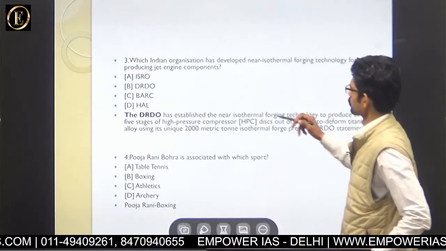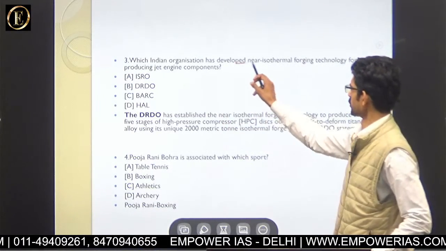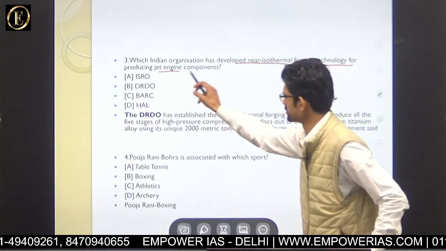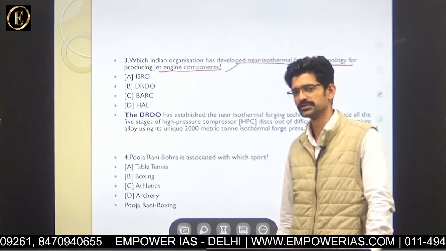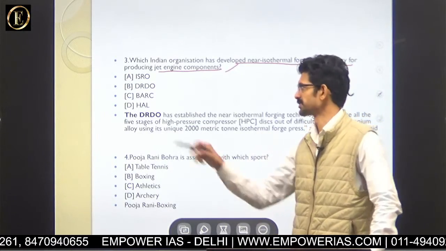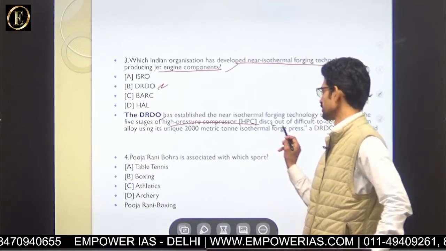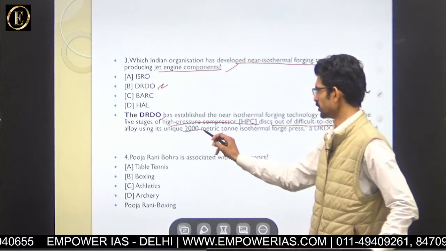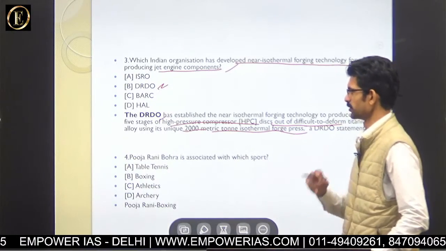So more questions are there under DRDO. Which Indian organization developed near-isothermal forging technology for producing jet engines? Some technology has been brought for jet engine propulsion. Which organization? DRDO has proposed this high pressure compressor technology. It is difficult to deform titanium alloy, so a unique 2000 metric ton isothermal forging process was developed by DRDO.